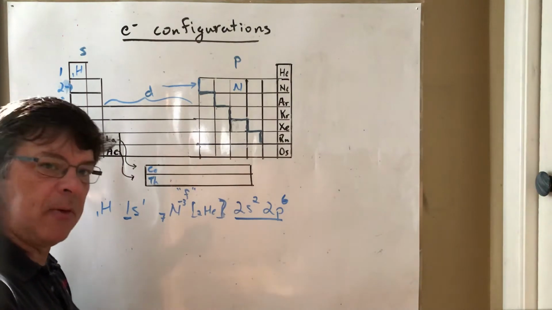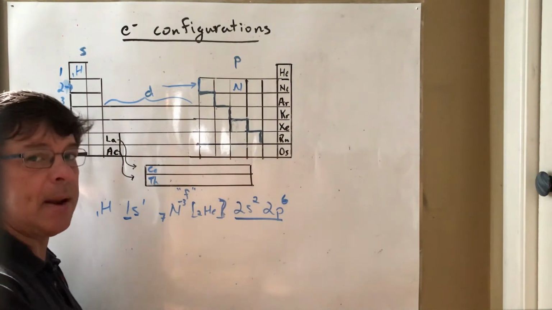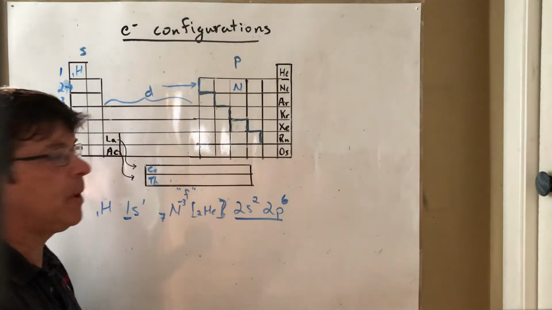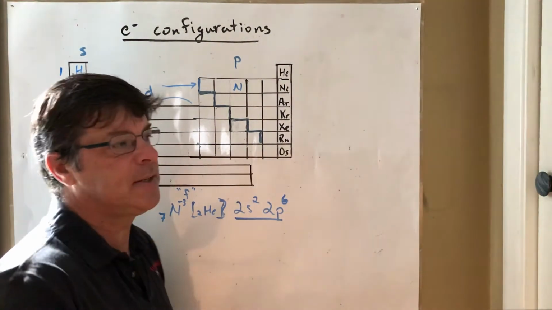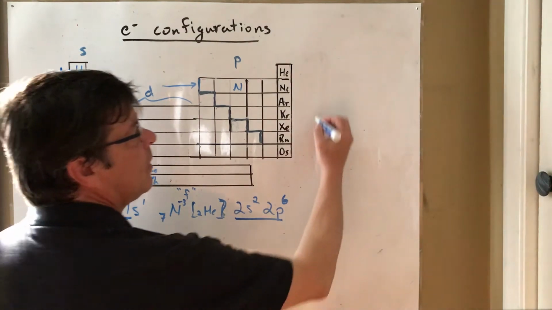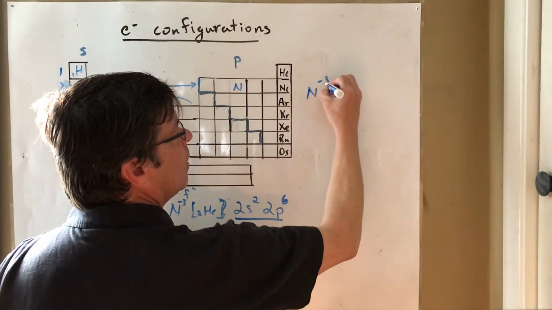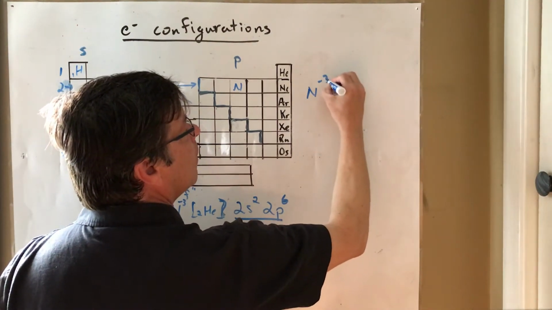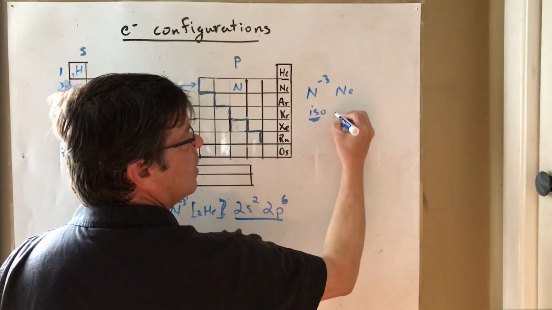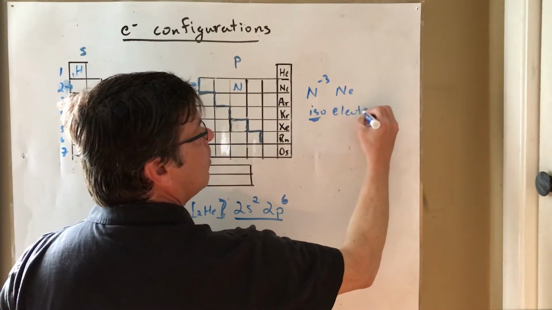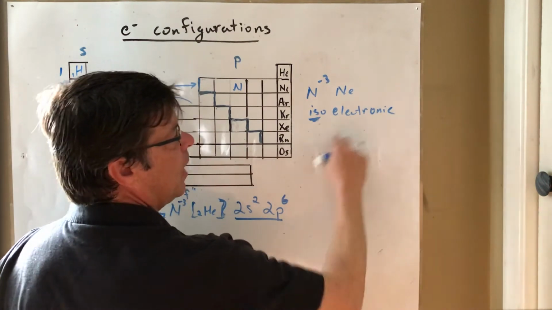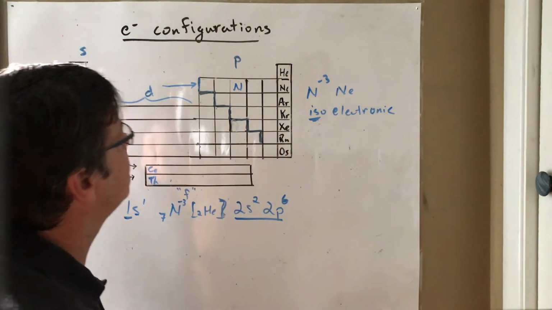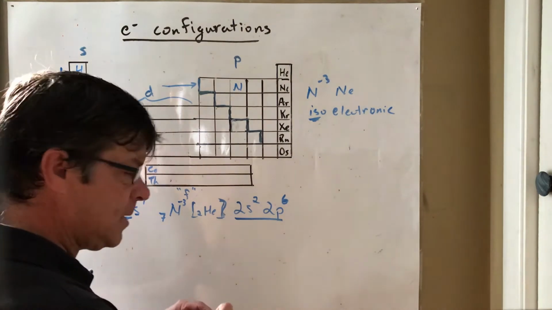And now it has the same electron configuration. It has the same number of electrons as another atom. And which atom would that be? Right, neon. So we would say that they're isoelectronic. N-3 and neon are isoelectronic. Same number of electrons.